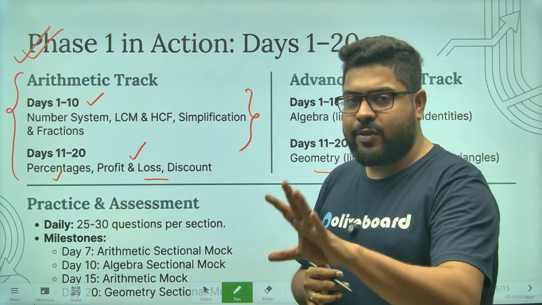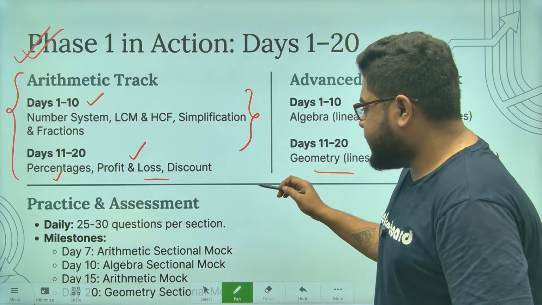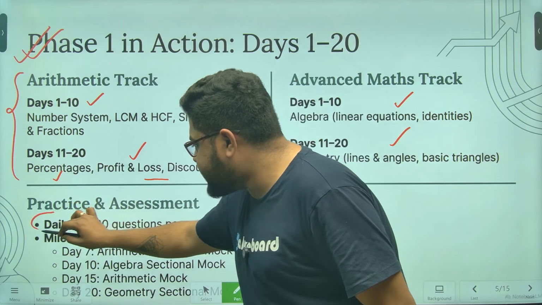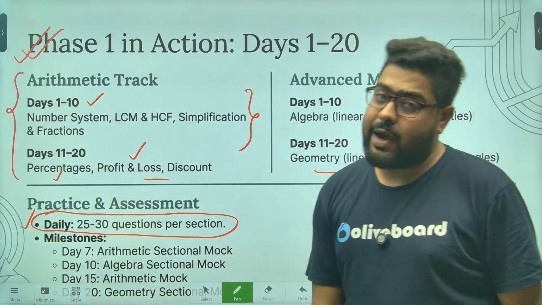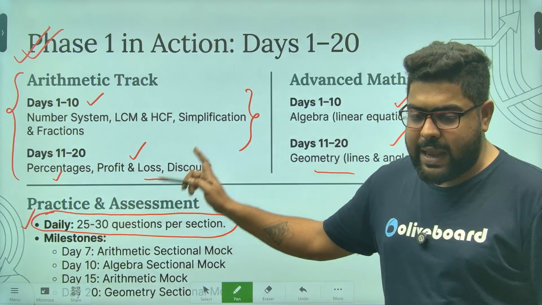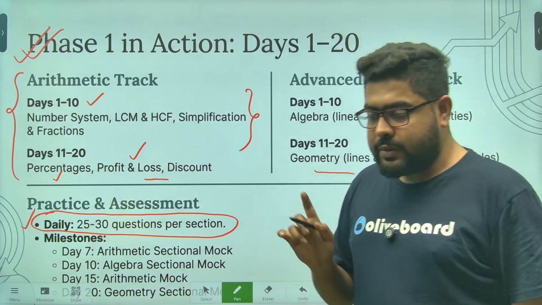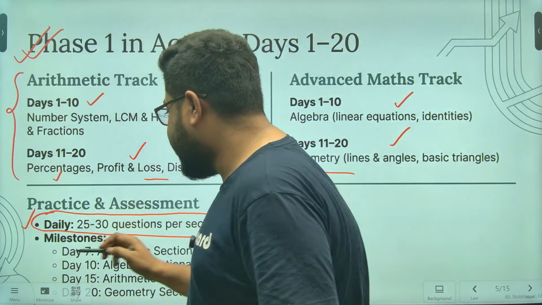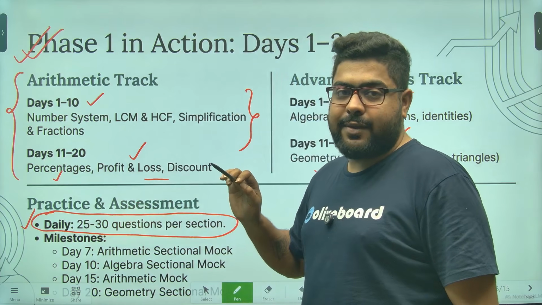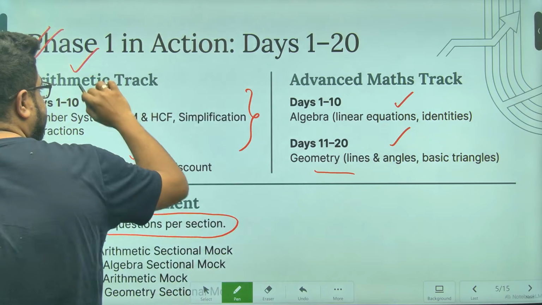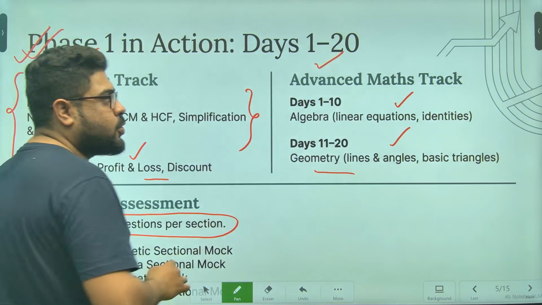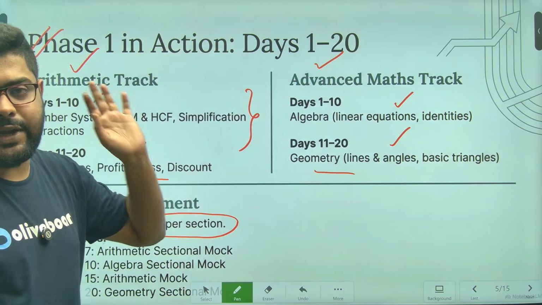But a few things are non-negotiable. 25 to 30 questions apart from the class questions. These are your own questions you have to solve every day. This is the bare minimum for every topic. It is not like you only need to do 25-30 questions every day in total. It's 25 to 30 from arithmetic and 25 to 30 from advanced. So total 50-60 questions every day you need to do.